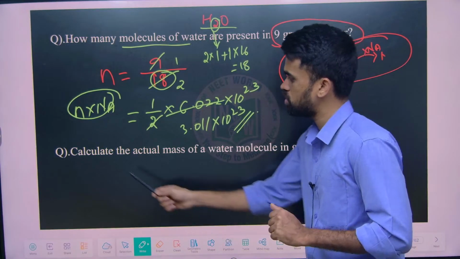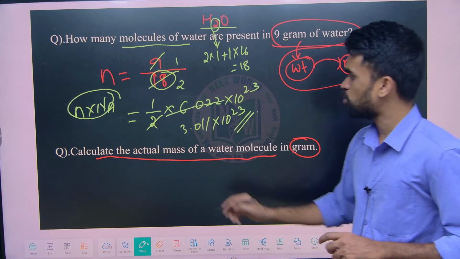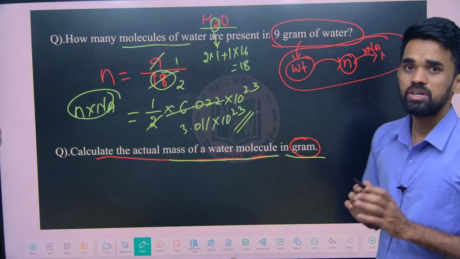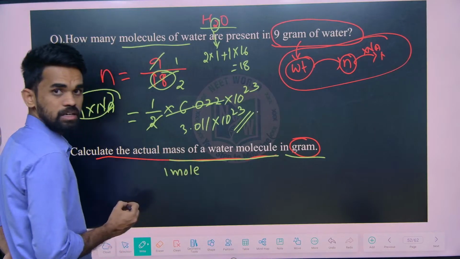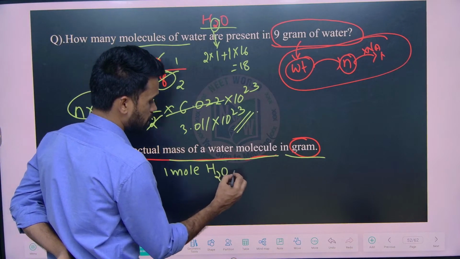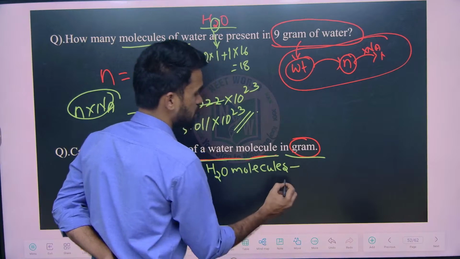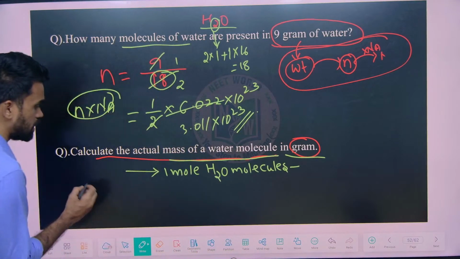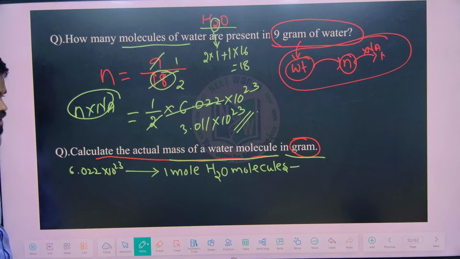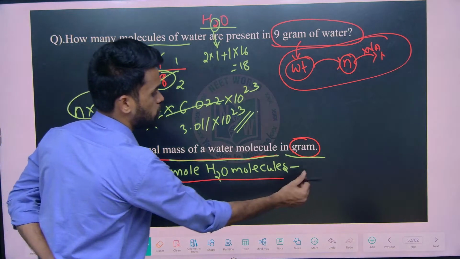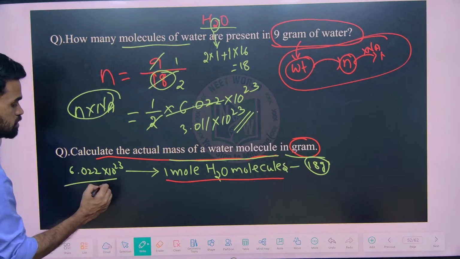Okay, now look at the next question. What is the actual mass of a water molecule in grams? What they are asking is the actual mass of water in grams. Very simple. We know 1 mole of water molecules contains Avogadro number of particles. This many water particles it contains. Now 1 mole of water molecules weighs how many grams? 18 grams.